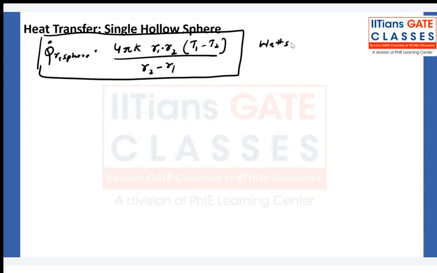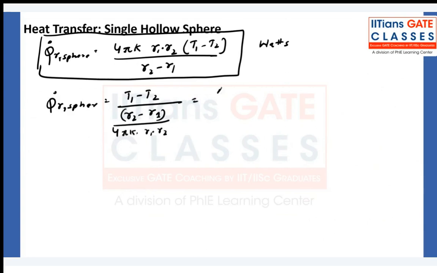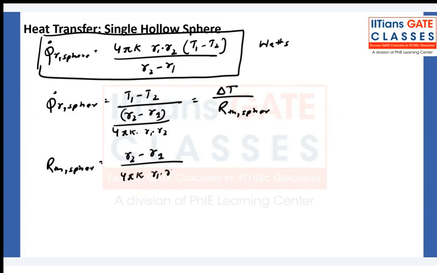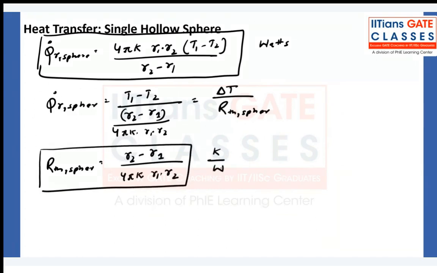Now this is heat transfer. I can also write it like this: T1 minus T2 upon (R2 minus R1) over (4 pi K R1 R2). That is the thermal resistance of a sphere. So thermal resistance for a sphere is (R2 minus R1) over (4 pi K R1 R2), and the unit is Kelvin per watt, because it is delta T by Q. Okay, is it clear?